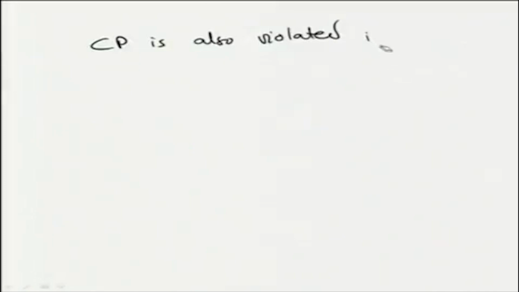But then later on it is found that CP is also violated. When I say CP, it is the combined charge conjugation and parity symmetry that is also violated in weak interactions. To understand this, we will need to discuss some more aspects of parity and charge conjugation, and we will do that in the next discussion.